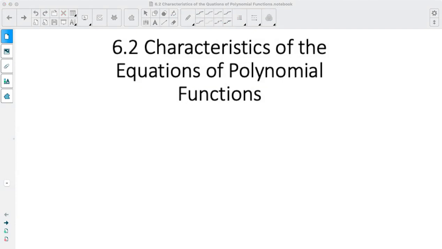Hi, today we are looking at section 6.2, which is characteristics of equations of polynomial functions. We looked at some example graphs of polynomial functions in the previous section and talked about degrees and how many times they turn and our number of x-intercepts. Today we're going to look at some more characteristics about them.